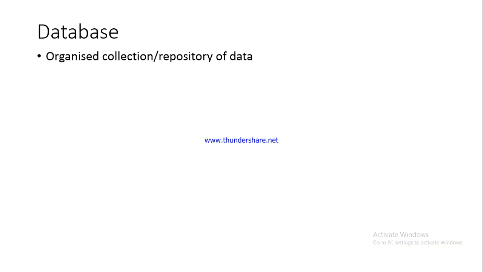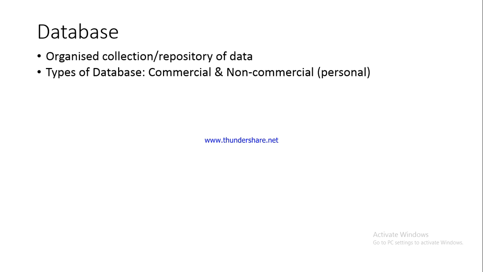Now database is an organized collection, repository of data. So database is where we store all the data, right? So this is basically a collection of data, and there are different types of database. Some are called commercial database, the other ones are called the non-commercial database, right? The non-commercial database are also known by the name personal database. So the term personal database is used to denote the non-commercial databases, right?